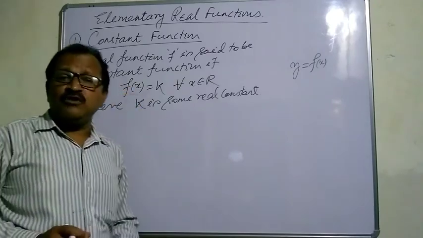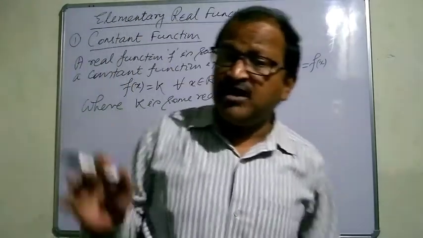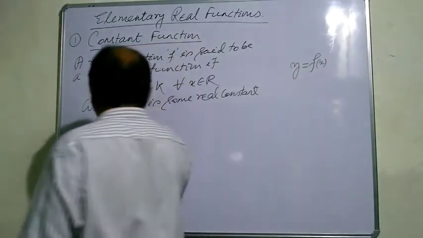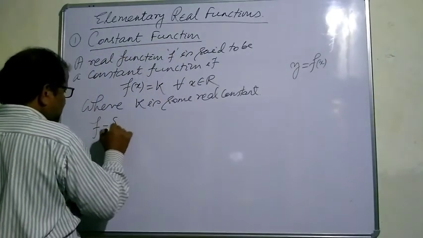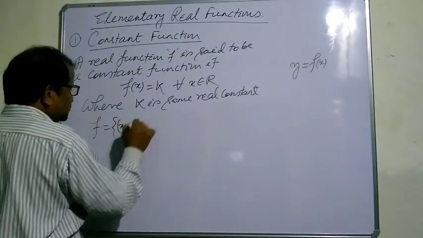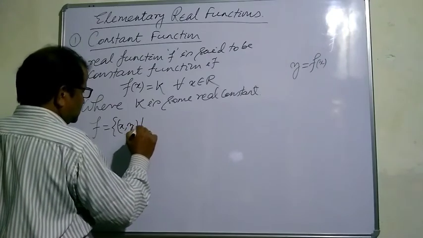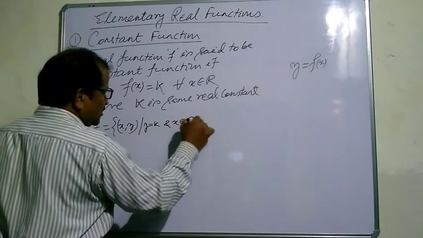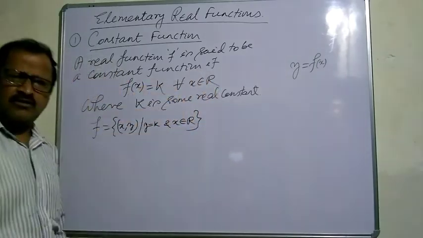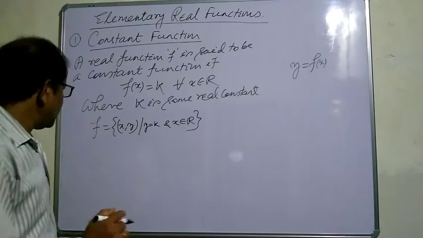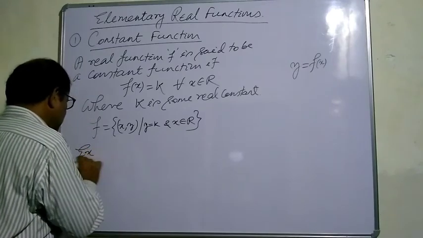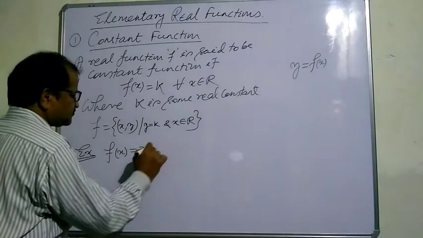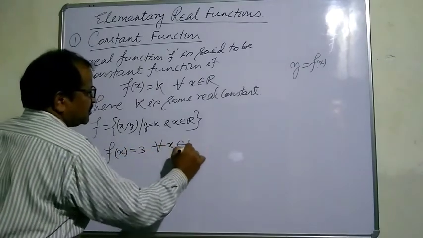whatever value you may give to x, the value of f(x) is always k. That is, here f is the set of (x, y) such that y is equal to k and x belongs to R. Y is a fixed number. You may discuss an example. Suppose f(x) is equal to 3 for all x belongs to R.